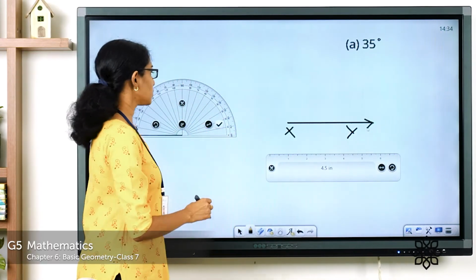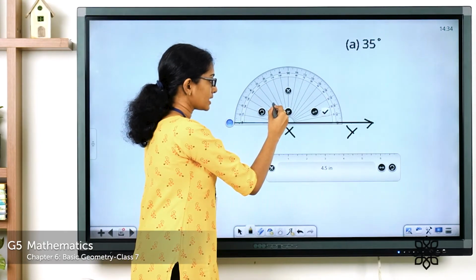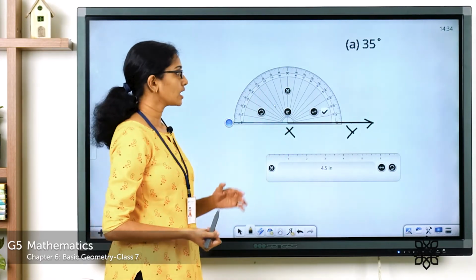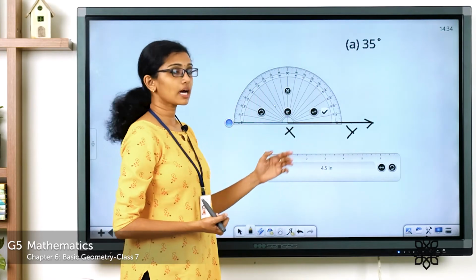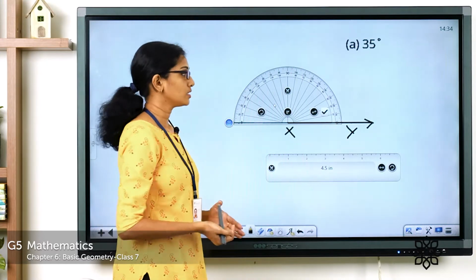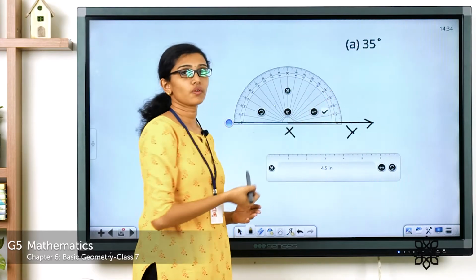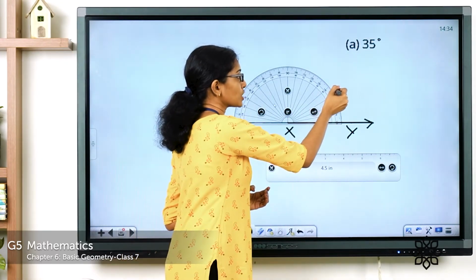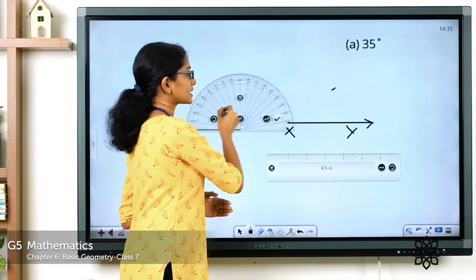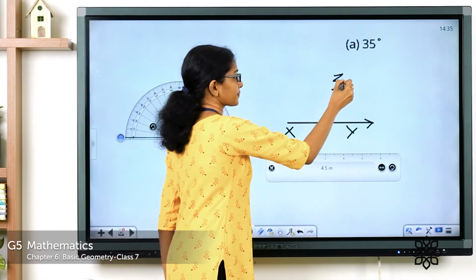Now the next step is to place the protractor so that the baseline coincides with the lower arm and the center coincides with the starting point. So here the center coincides with the starting point X. Now take the measurement. Since the lower arm is pointed towards the right, take the measurement using inner scale of the protractor. So here you have 0 degree, 10, 20, 30 and in between 30 degree and 40 degree you can see the division for 35 degree. Put a point there. Then set aside the protractor. Now name the point, let it be Z.